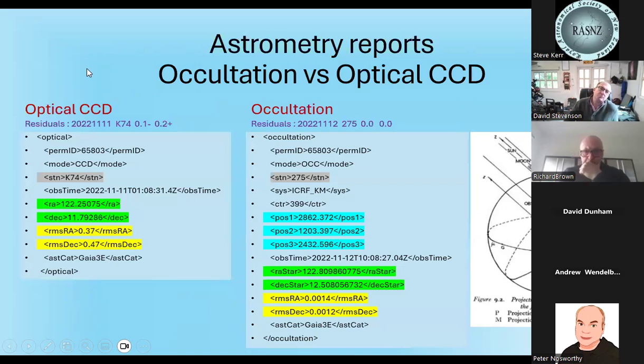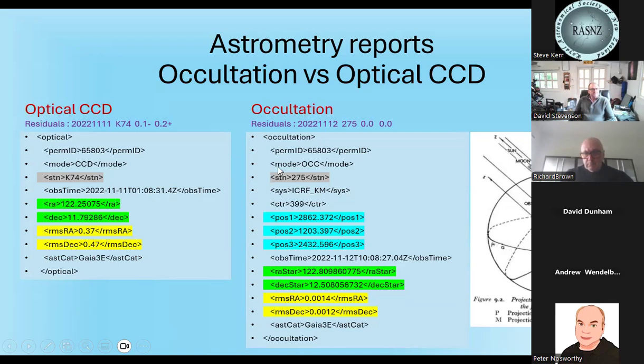This is just a simple comparison of the reporting mechanism. If you're doing optical measurements from the traditional CCD, you have a station number identification, which gives you the latitude and longitude of where you were. You have an observing time, and you report right ascension and declination, with reported uncertainties in right ascension and declination. You can see here for this particular observation, 0.37 seconds and 0.47 seconds uncertainties in RA and DEC.